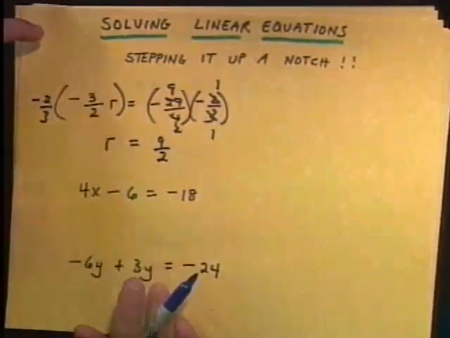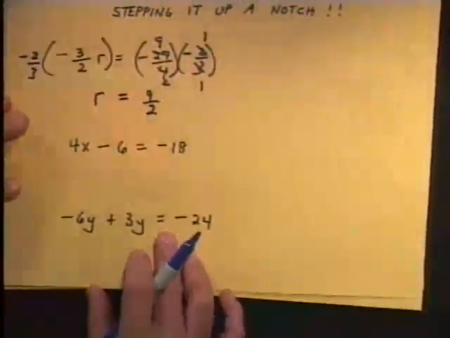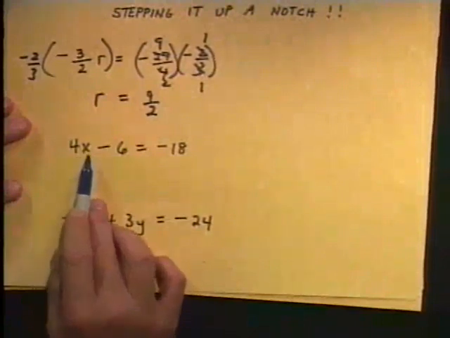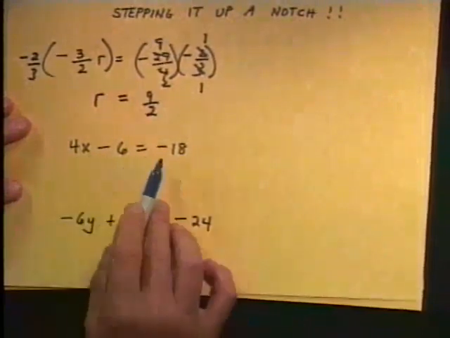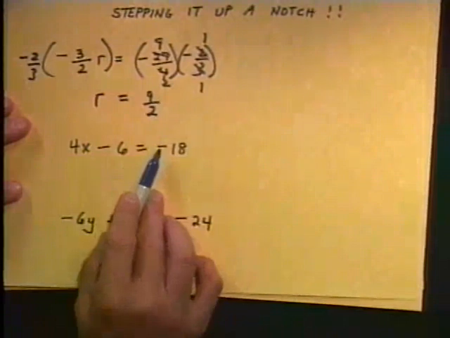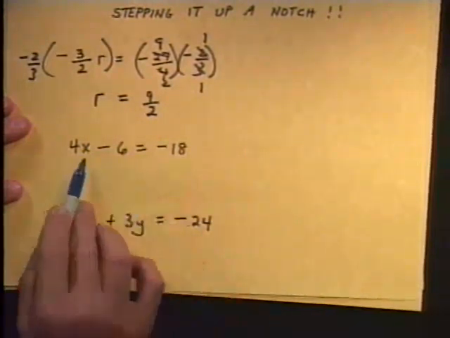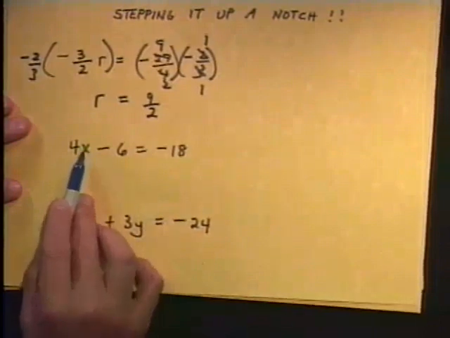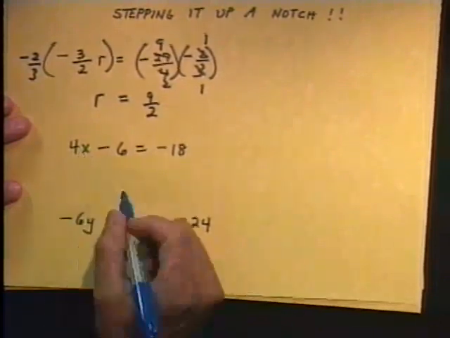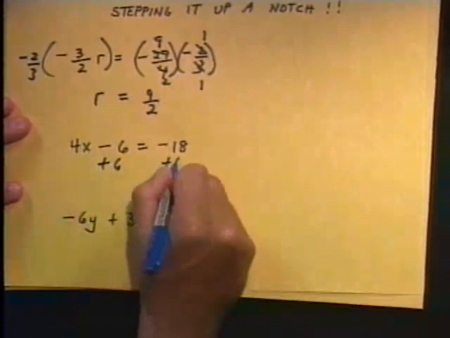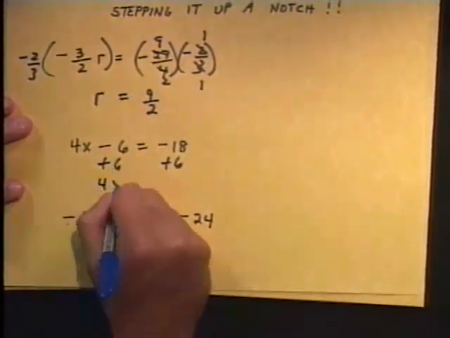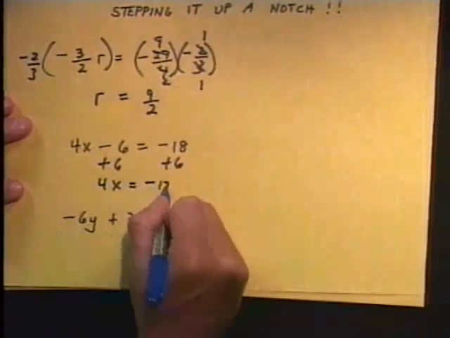Next example. Now these are stepping it up a notch as it says up top there. Here, if we're solving for x, we've got 4 times what number? Subtract 6 gives us a negative 18. So here we're going to have to do several steps to get the answer. First, I want to try to get this x by itself, so I'm going to get rid of the minus 6 by adding 6 to both sides. So what that's going to leave me is 4x equals a negative 12.